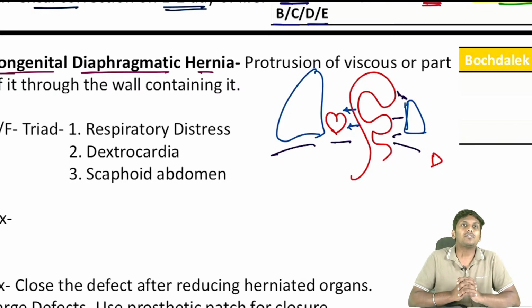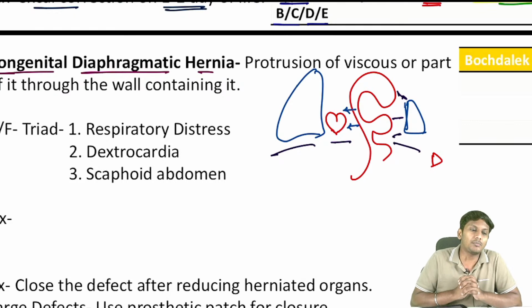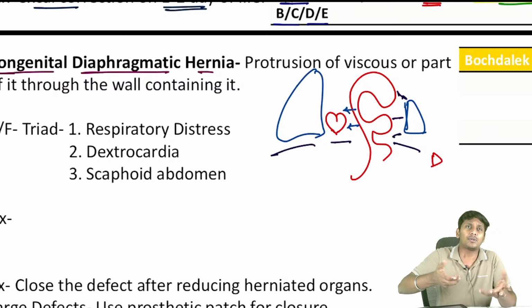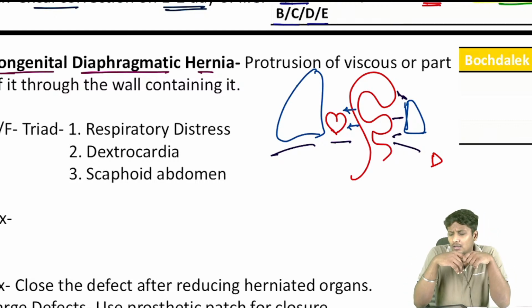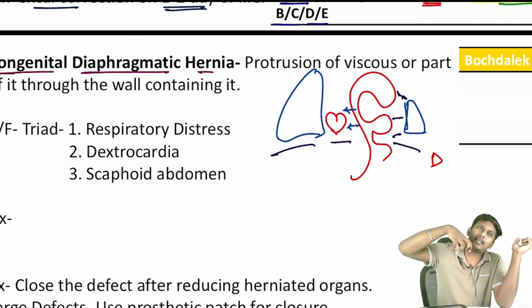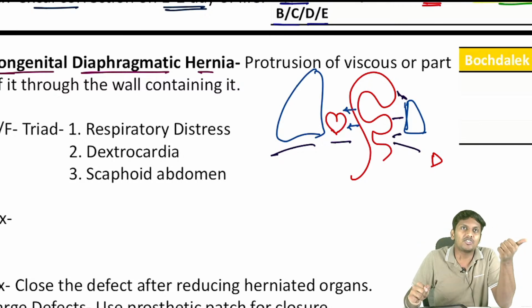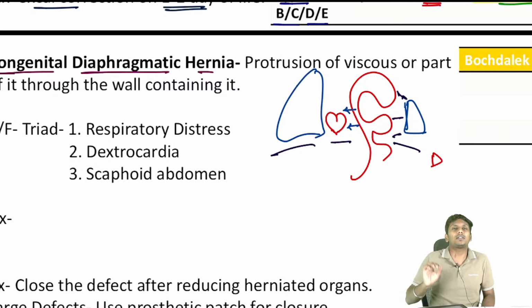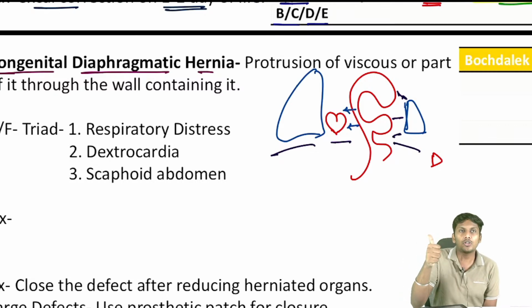Okay? So if there is a defect in the pleuroperitoneal membrane itself, or a defect in the diaphragm itself, the abdominal organs, also called viscera, say viscera or visceral organs, are going to protrude, or come inside the thoracic cavity. That is the case of congenital diaphragmatic hernia. In simple terms, what is hernia first of all? Hernia is nothing but protrusion of a viscus or a part of the viscus from the wall which contains it.